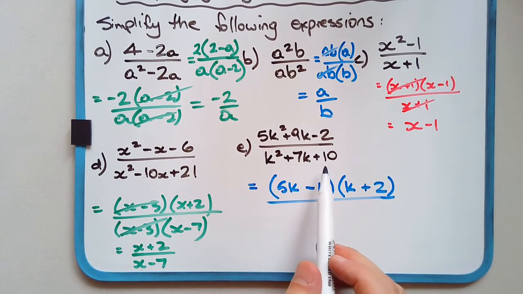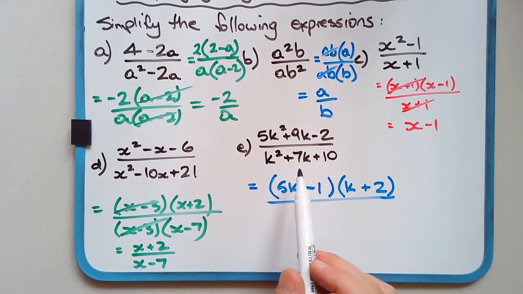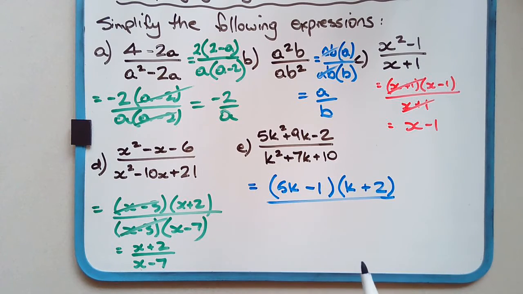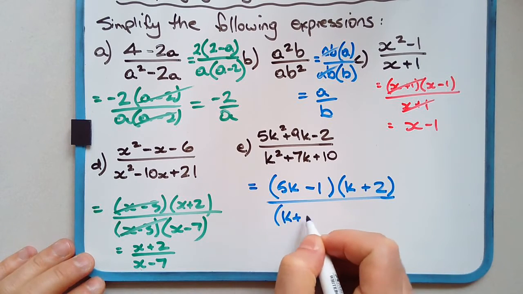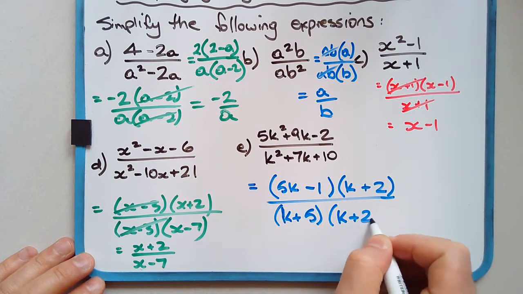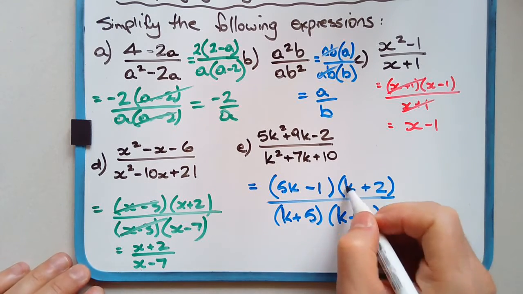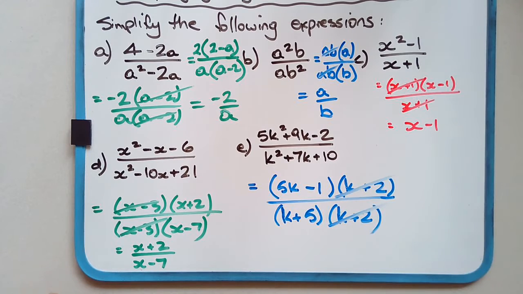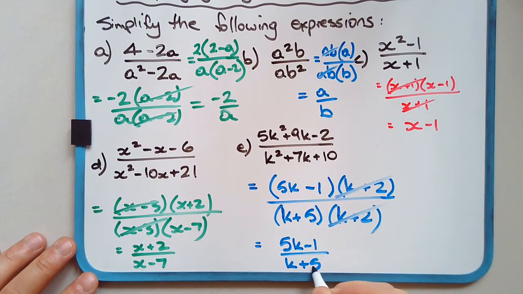Okay, k squared plus 7k plus 10. That's probably better. Two numbers that multiply to give you 10, but when you add them together you get 7. I get 5 and 2. So let's write that down: k plus 5, k plus 2. I'll make sure I make them lowercase k's because that's what they are. And we can cross them out, top and bottom, and we end up with 5k minus 1 over k plus 5.